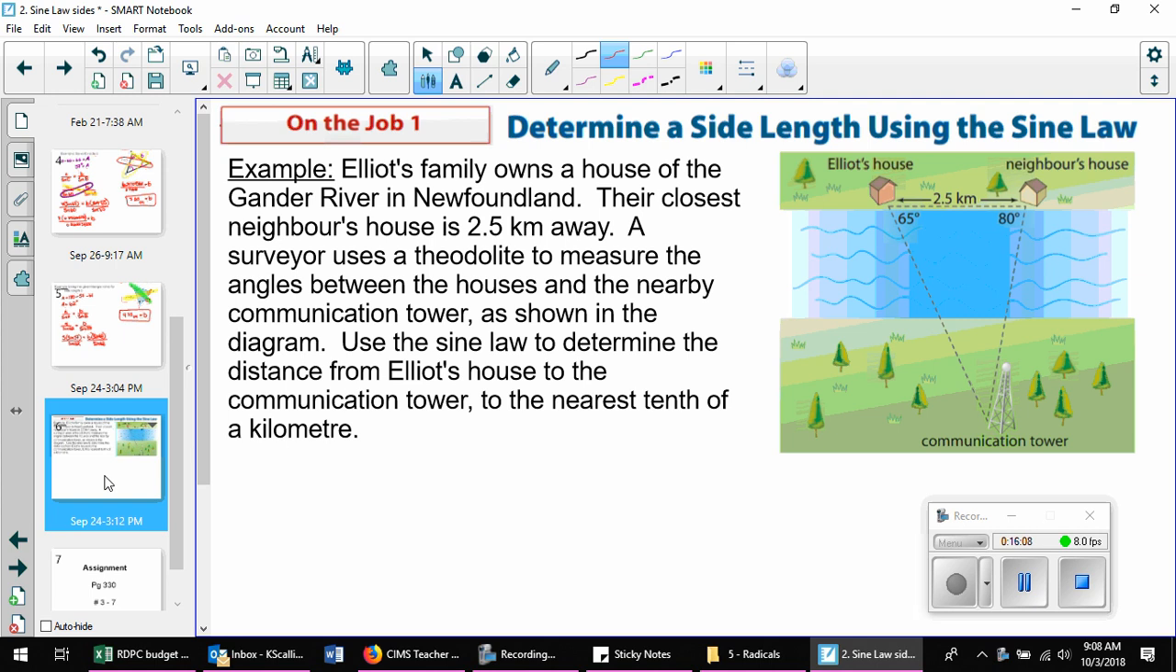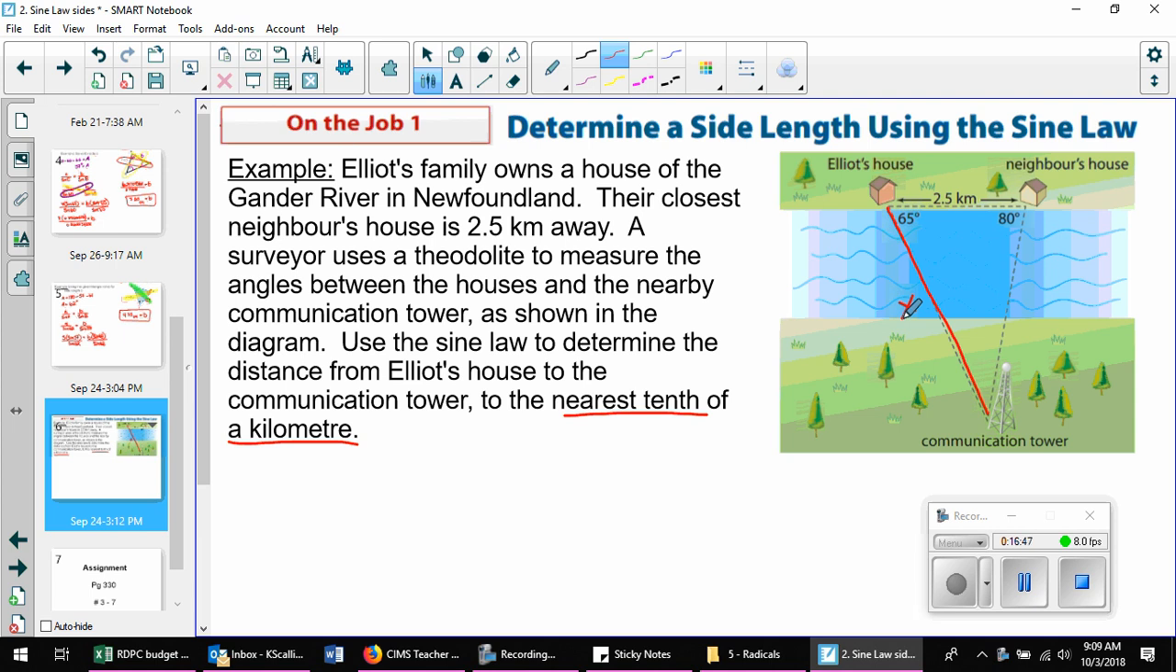A surveyor uses a theodolite to measure the angles between the houses and a nearby communication tower, as shown in the diagram. There's the communication tower. He's measured those two. Use sine law to determine the distance from Elliot's house to the communication tower to the nearest tenth of a kilometer. Okay, so tenth of a kilometer. That means I'm going to one decimal place. And when I look at this, I'm going from Elliot's house to the communication tower. So this is what I need to find. So a direct line there.